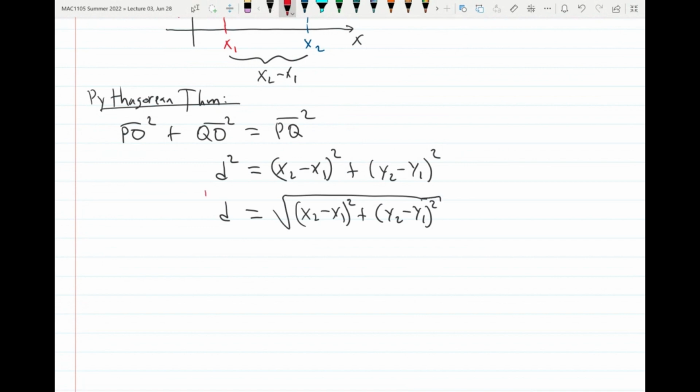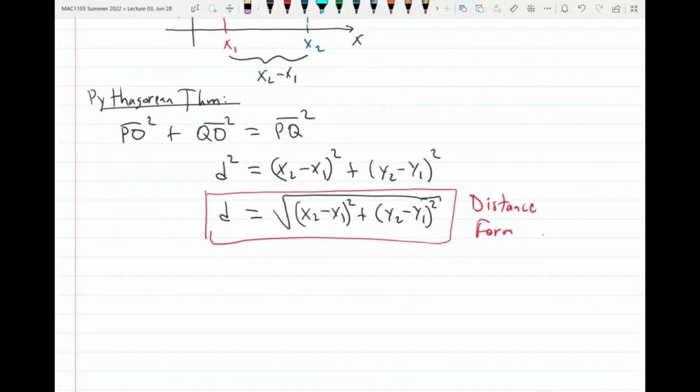Good. And this right here is what we call the distance formula. In other words, to find the distance between 2 points, all you have to do is subtract the x's and square it, subtract the y's and square it, add them, and then take the square root. Okay? Good. Questions? All right, let's do one little example.